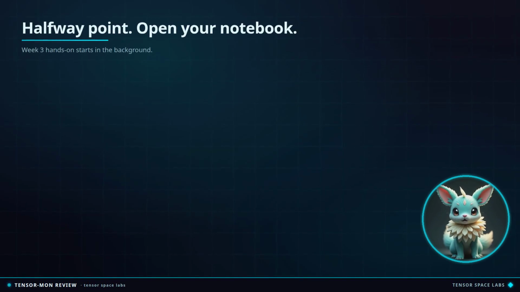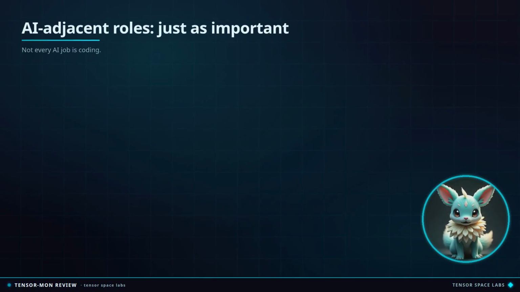Open the notebook in your weekly package. This week's hands-on is a preview of next week's topic, quantization. The notebook will walk you through shrinking a 1 to 3 billion parameter model so it runs faster and uses less memory. Before we go deeper, the AI adjacent roles.